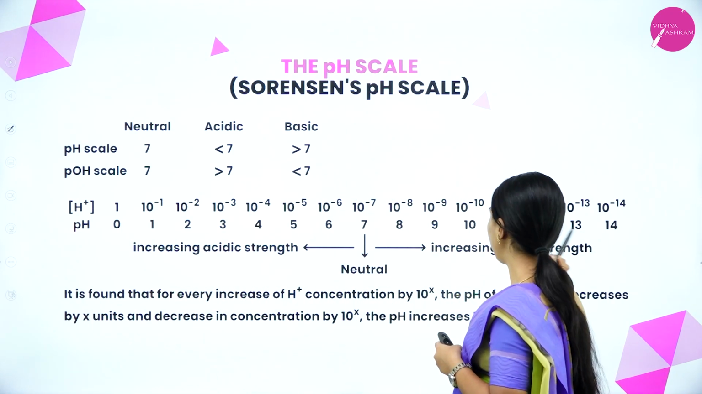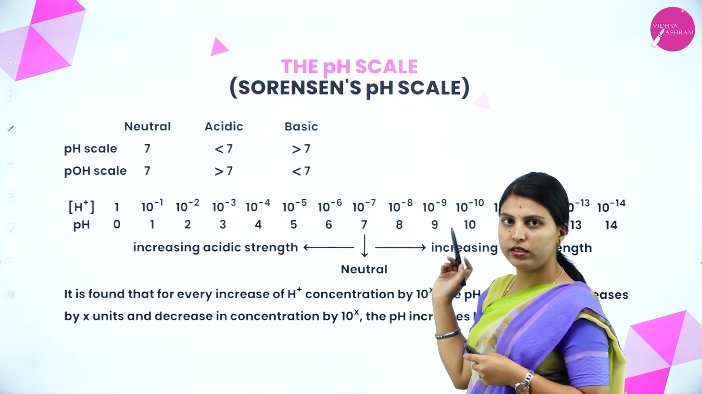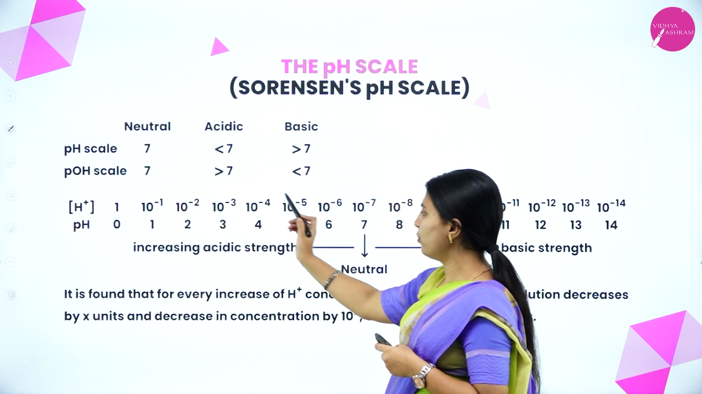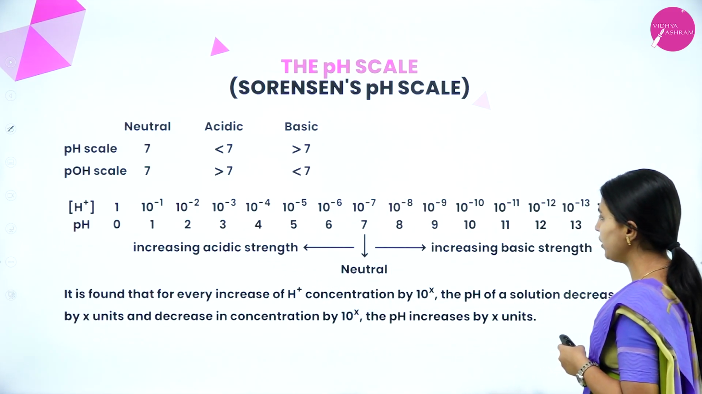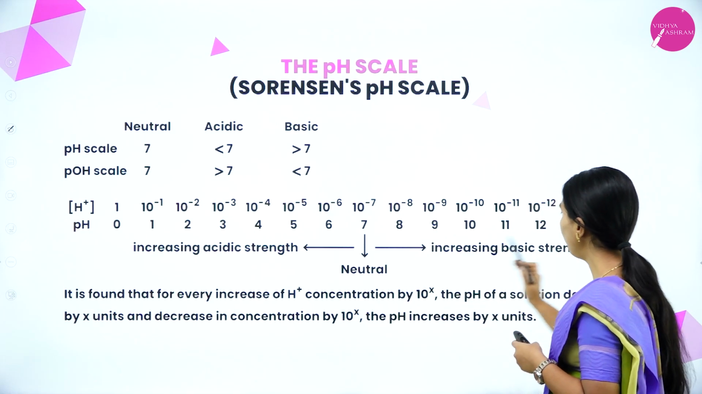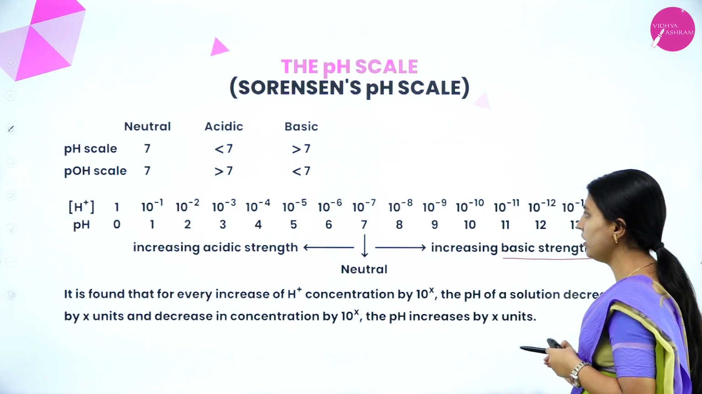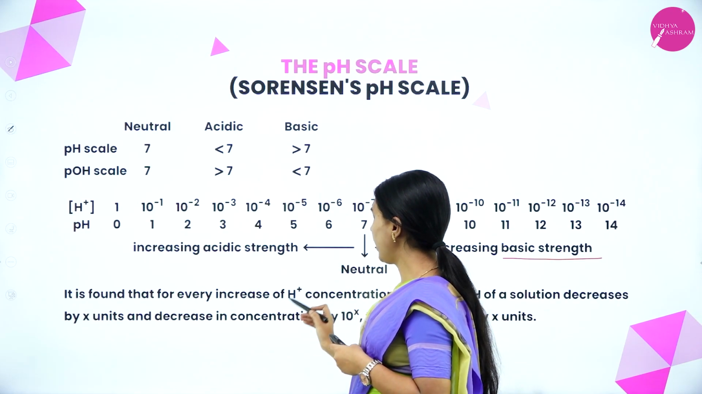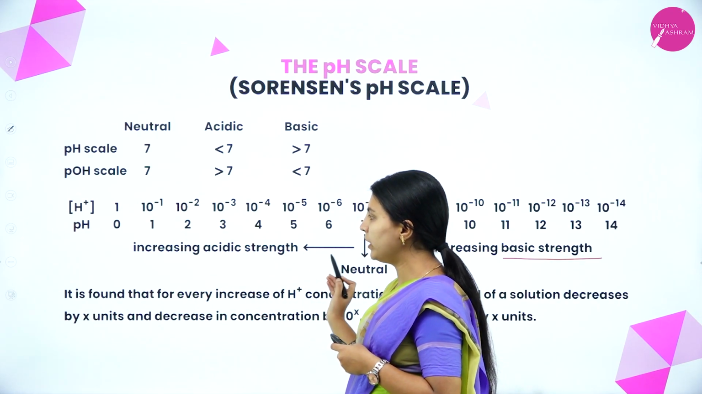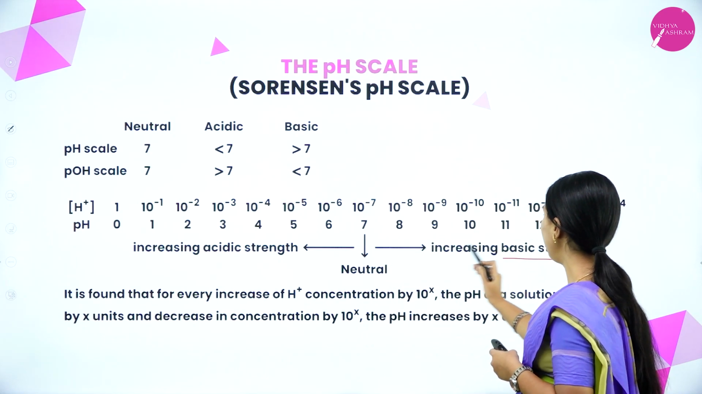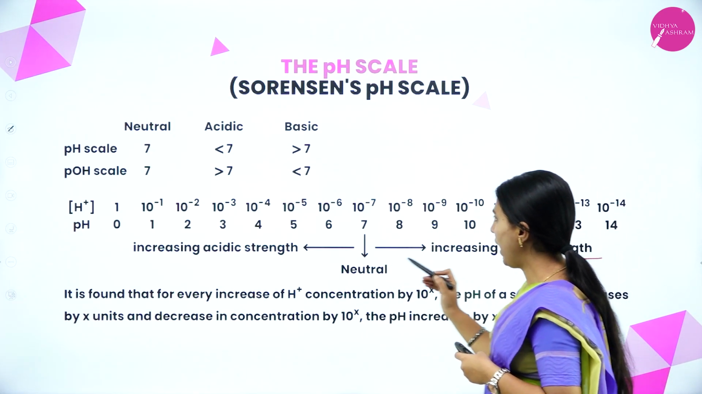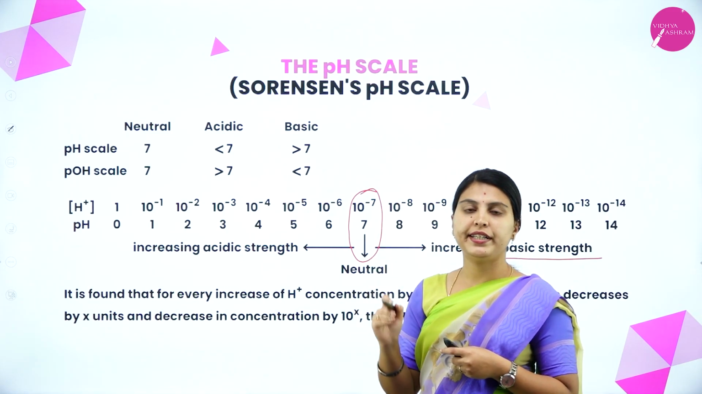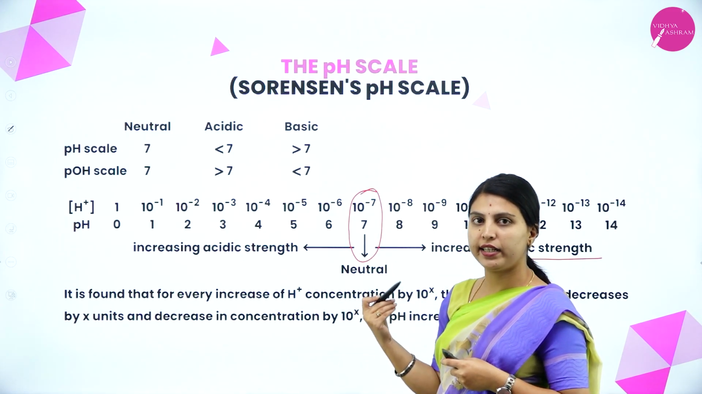0 to 14 will be the range. Okay. H plus concentration 1, 10 to the power of minus 1, minus 2, up to 10 to the power of minus 14. From 7 to 14 increasing in basic strength. From 0 to 7 increasing in acidic strength. From 7 to 0 increasing in acidity. From 7 to 14 increasing in basicity. At 7 it will be neutral, meaning it can act as acid or it can act as base.